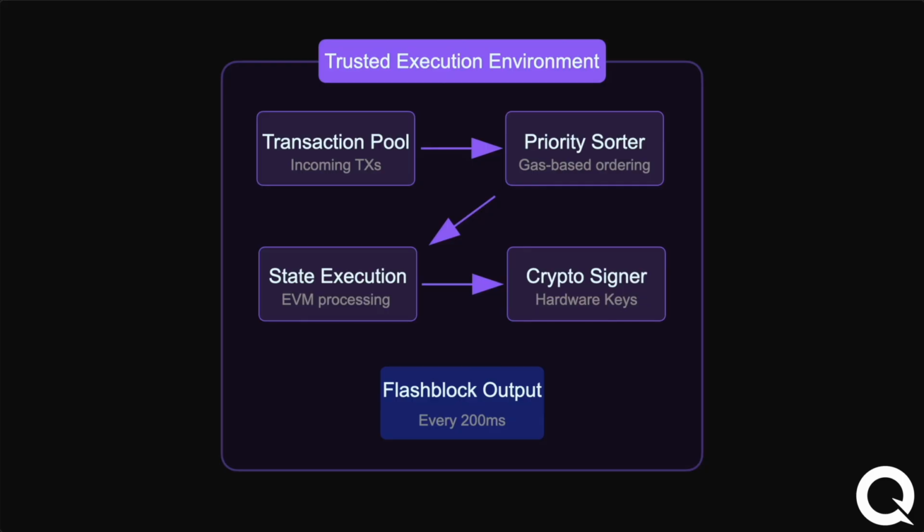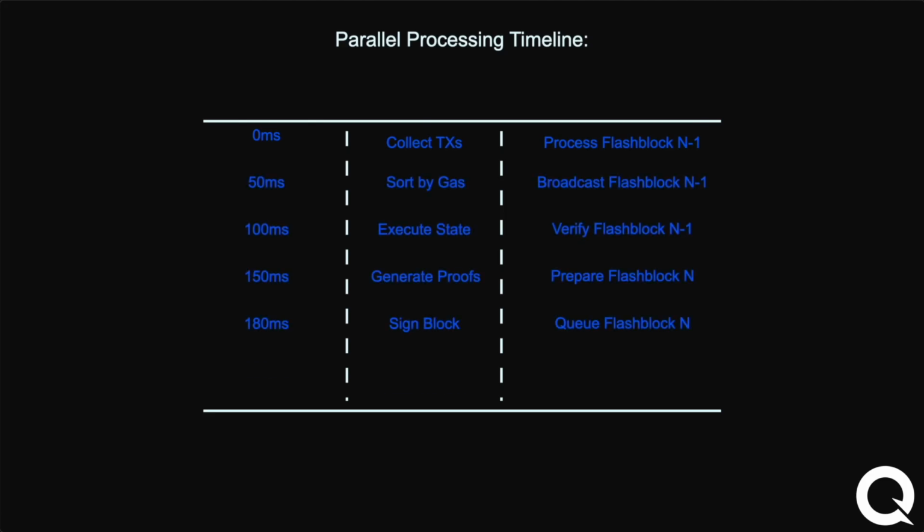The system operates on a precise 200 millisecond heartbeat. Collect transactions, sort by gas, execute state changes, generate proofs, sign, and broadcast. This isn't sequential, it's highly optimized parallel processing. While one flash block broadcasts, the next is already being assembled. At the moment, multiple flash blocks are in different stages of the pipeline. This ensures consistent 200 millisecond delivery even under maximum load.